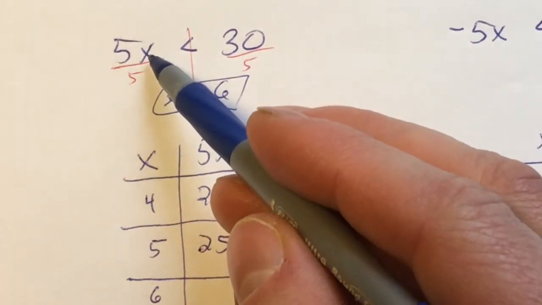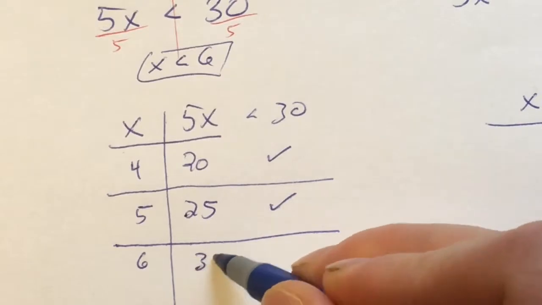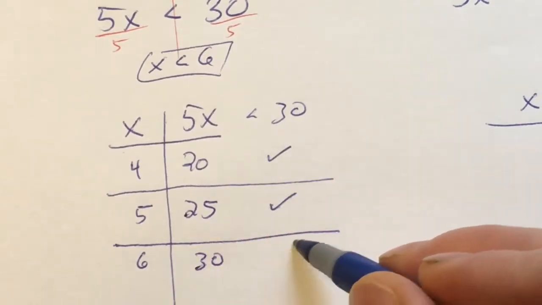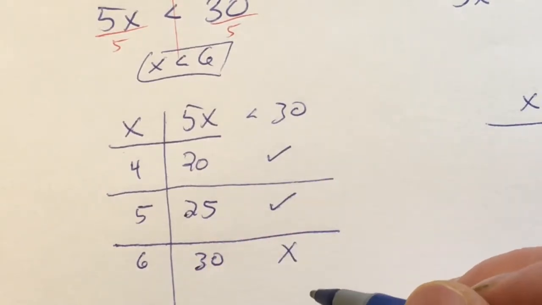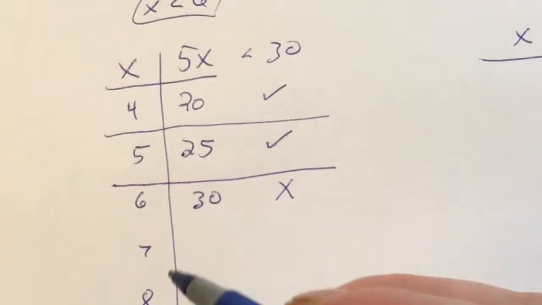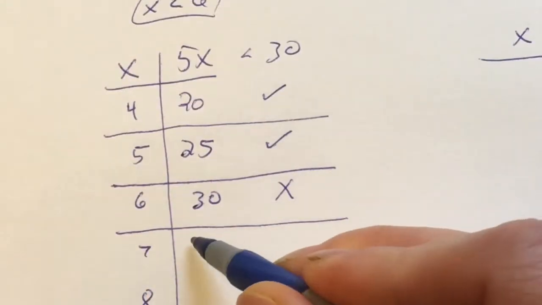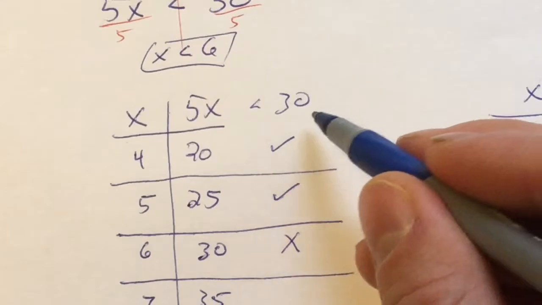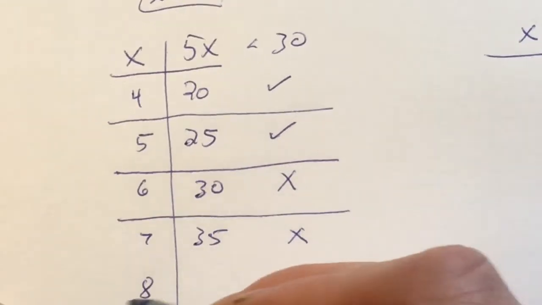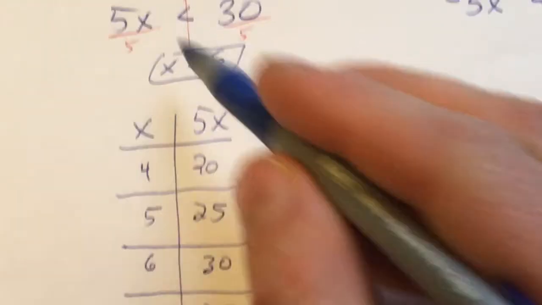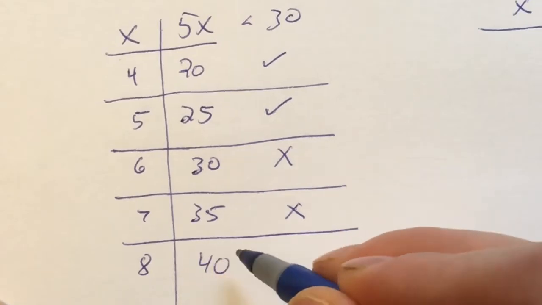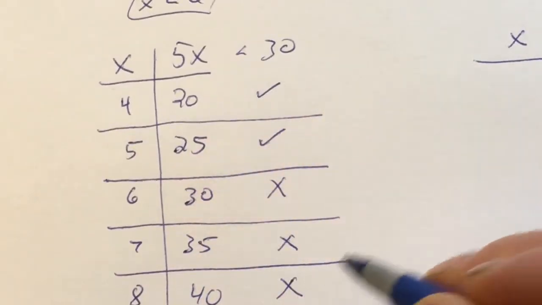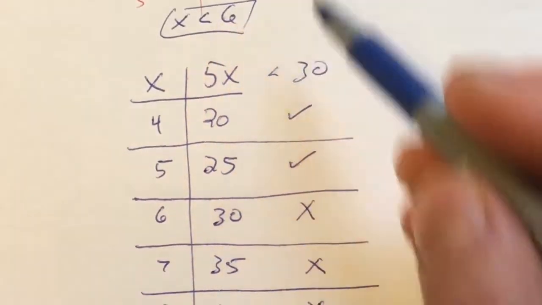What about when x is equal to 6? 5 times 6 is 30. Is 30 less than 30? No, it is not. 5 times 7 is equal to 35. Is that less than 30? No. And 5 times 8 is 40. Is that less than 30? No. So this kind of makes sense that x has to be less than 6.